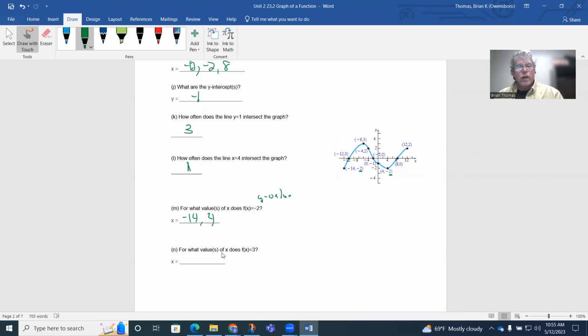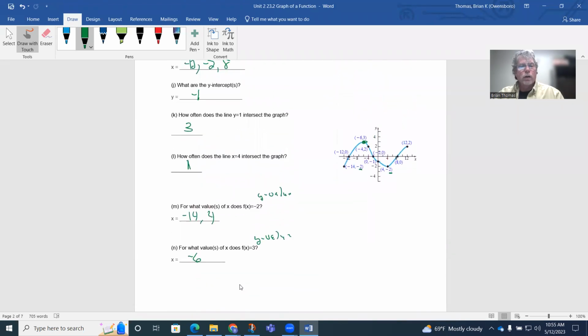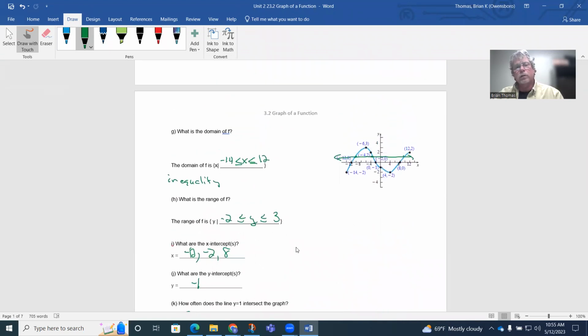So for what values of x does f of x equal 3? Remember, again, the y value is the 3. We're looking for the x value that goes with that. Where the y value is 3, we're seeing just one spot. I don't see any other ones across here. So there's only one x value there, and that's going to be negative 6. So that helps us interpret some of the questions on using the graph involving domain and range.